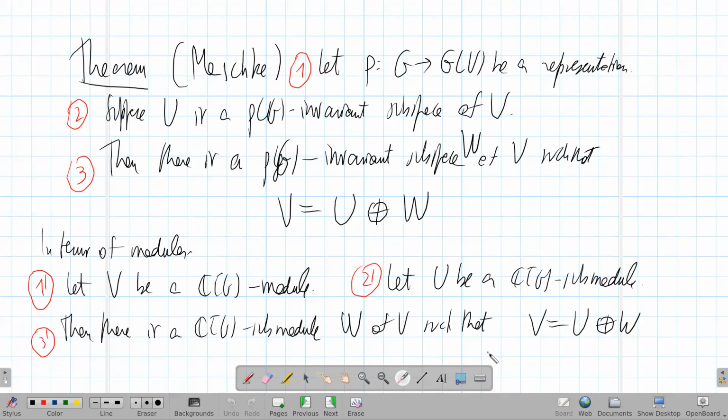Similarly to actions, you have two languages for representations, and the other language is CG modules, where CG is the group algebra. This tells you that if you have a CG module, which corresponds to a representation, and you have a CG submodule, which corresponds to a rho G invariant subspace, then there is a submodule W such that V is the direct sum of U and W. And of course, being a submodule for W corresponds to the fact that it is rho G invariant.